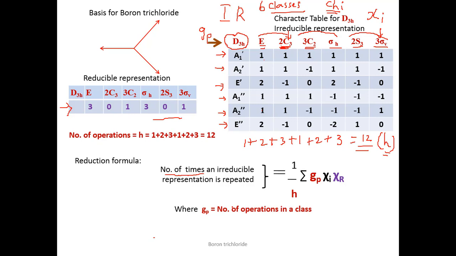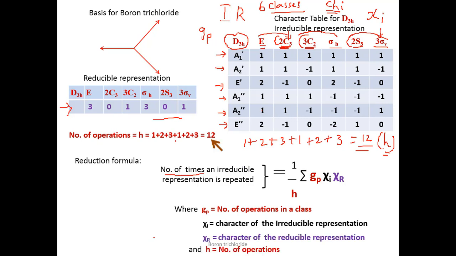What is it? For the 2C3 class, GP is 2. For the 3C2 class, GP is 3. For the 2S3 class, GP is 2. What is chi I? Chi I are the numbers present in this character table. What is chi R? Chi R is the character of the reducible representation, the numbers present in the reducible representation. What is h? H is the total number of operations.